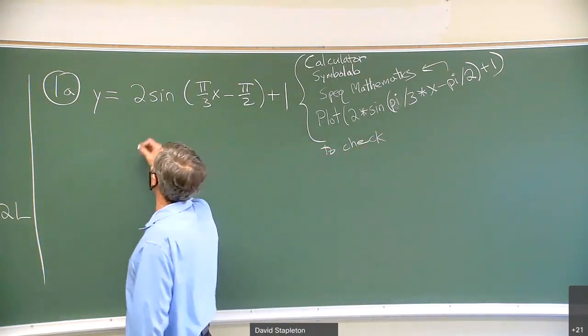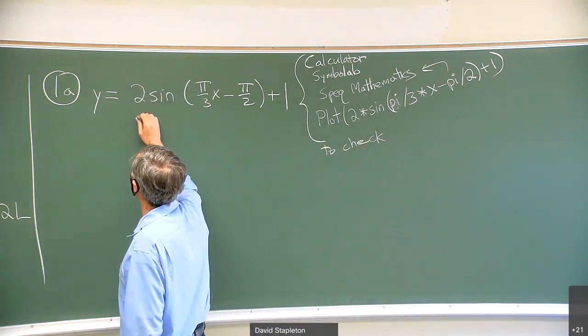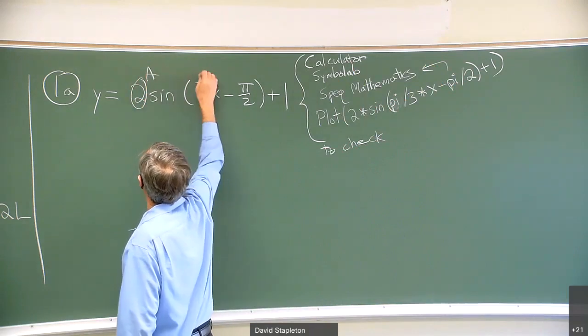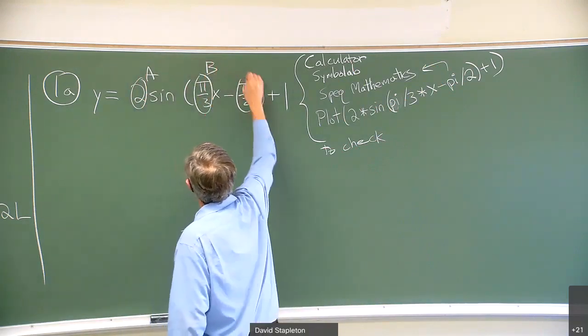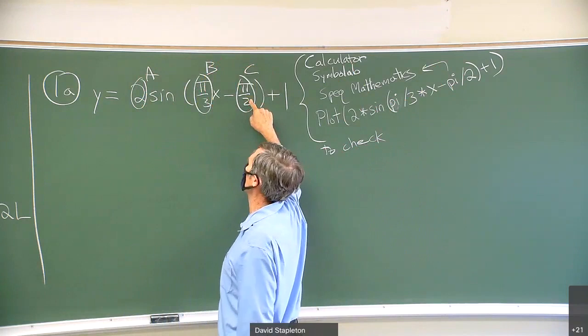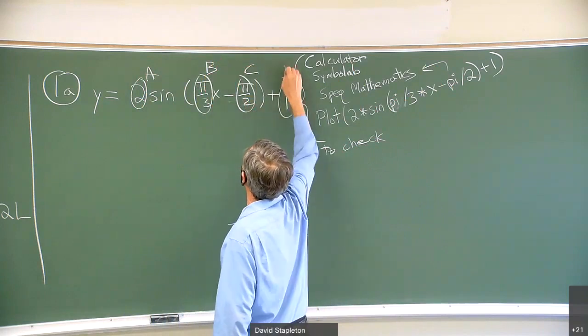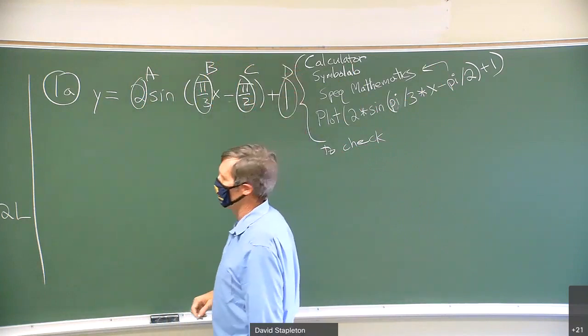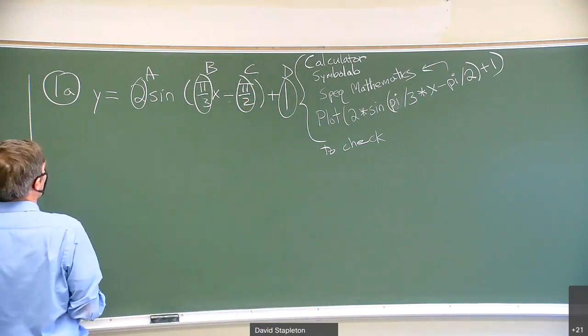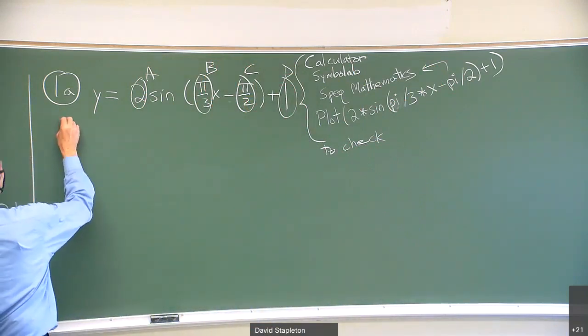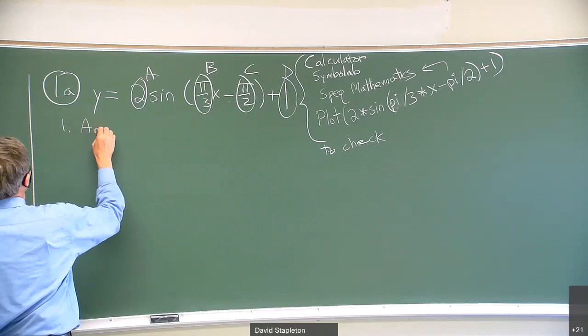So what you do here is you pick off the 4 letters. You think of this as A sine (bx minus c) plus d. So pi over 2 is c. It's whatever's subtracted here. Plus d, whatever's added here. From the 4 letters, you get 5 properties, right? 1, you get the amplitude.